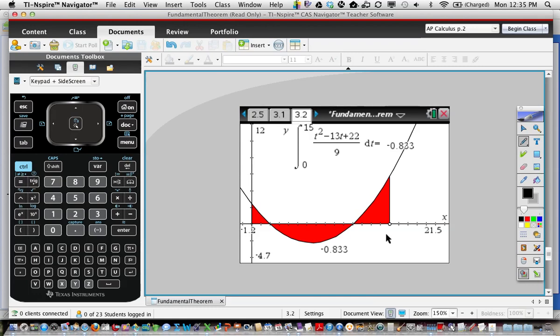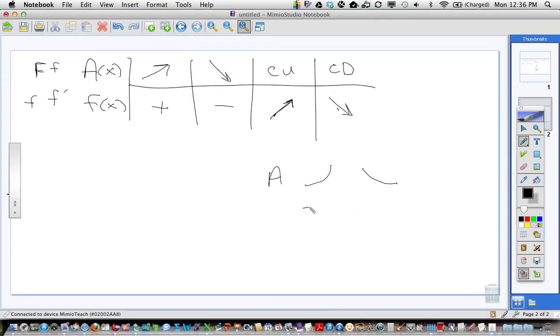Now let's look at the reverse of that. When little f is decreasing, which is back at the beginning, the area graph should be concave down. Well, what's concave down look like? Well, it could be that, or it could be that, right? What's that mean if the area graph's doing that?